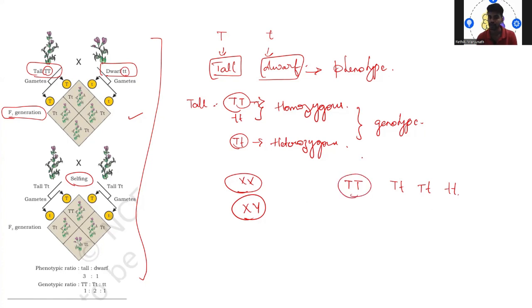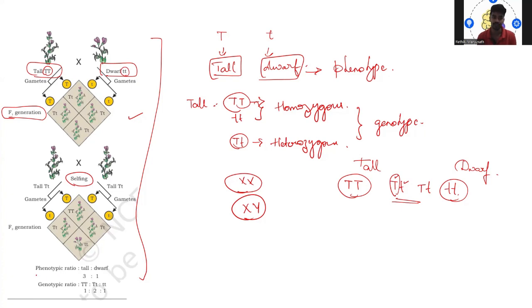So now this is the tall, this is dwarf. So what is this character? Even though one character is tall and the other one is dwarf, which character has been expressed here? The tall character has been expressed here. So that means he came to a conclusion that whenever a pair of contrasting characters comes together, the dominant character will express itself and it is going to suppress the recessive one. So here the dominant is capital T and the recessive one is small t.